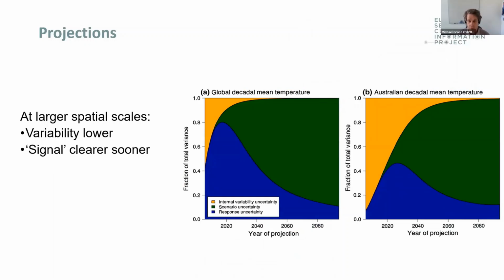Looking at that last representation, you can see the internal variability part becomes more prominent as you go to finer spatial scales. So the globe there on the left, Australia on the right, because the signal becomes less clear as you go to regions, and variability becomes higher. Or the other way to say it is, at larger spatial scales, variability is lower and the signal is clearer sooner. So that's a really important factor to remember: signals can become very clear at the global scale, but can become more obscured by natural variability at regional scales.